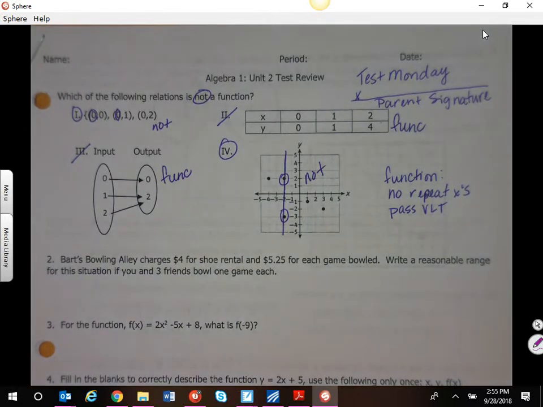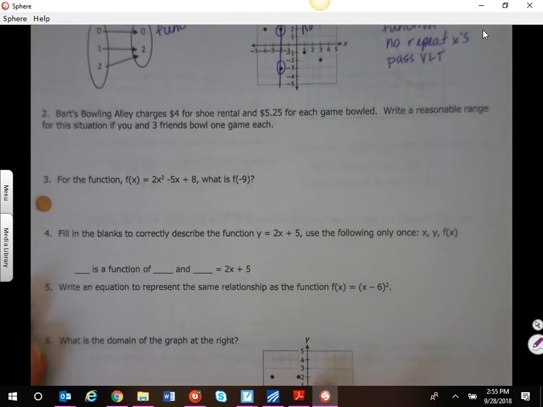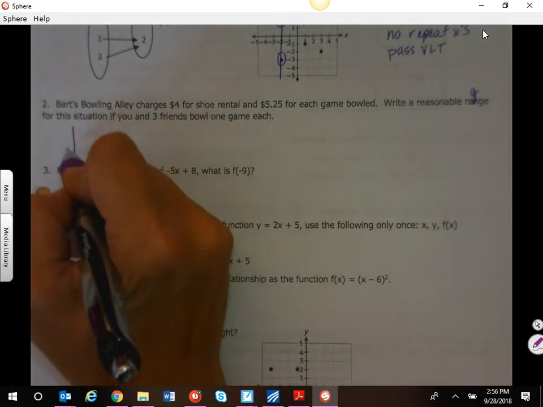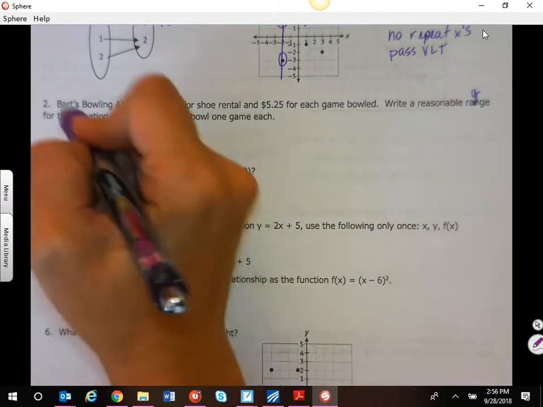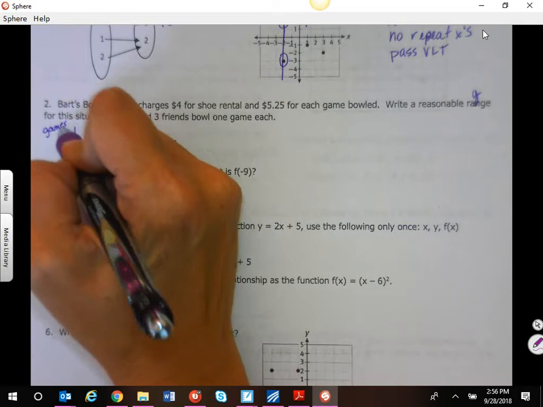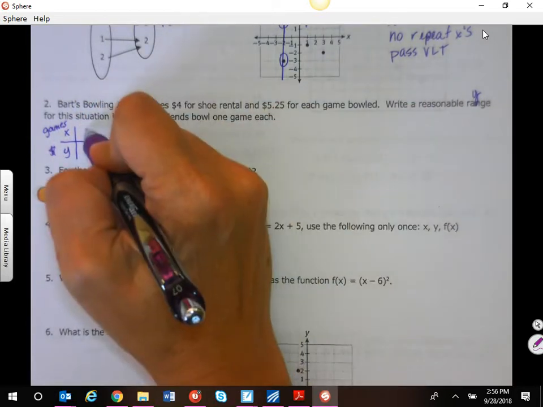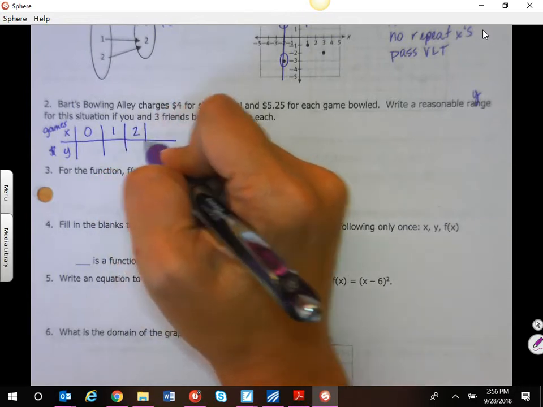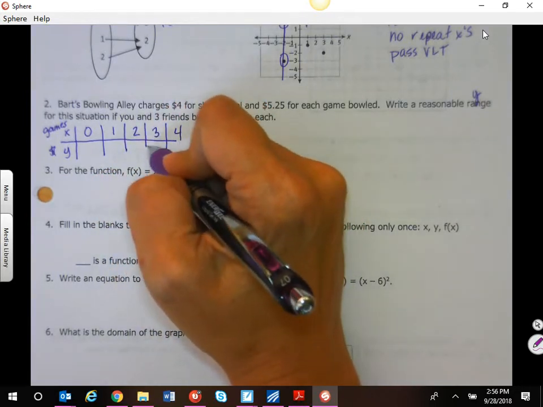At Bart's Bowling Alley, they charge $4 for shoe rental and $5.25 for each game. Write a reasonable range. Remember, range is y. For this situation, if you and 3 friends bowled a game. So today in class, we made a table. We talked about reasonable domain and range the other day. X and y, where x would be the number of games and y would be money. We cannot bowl a half of a game. This is going to be discrete information.